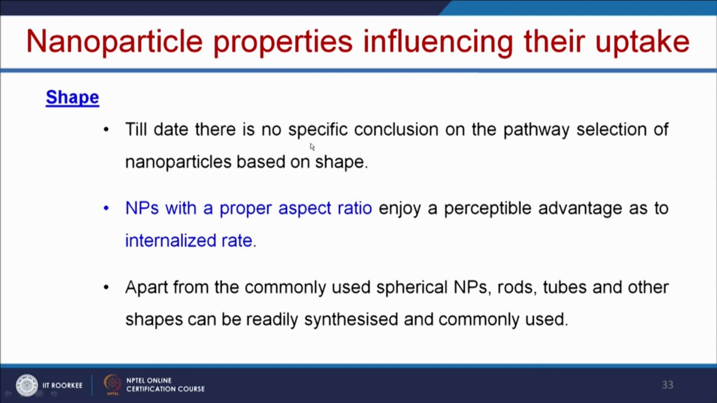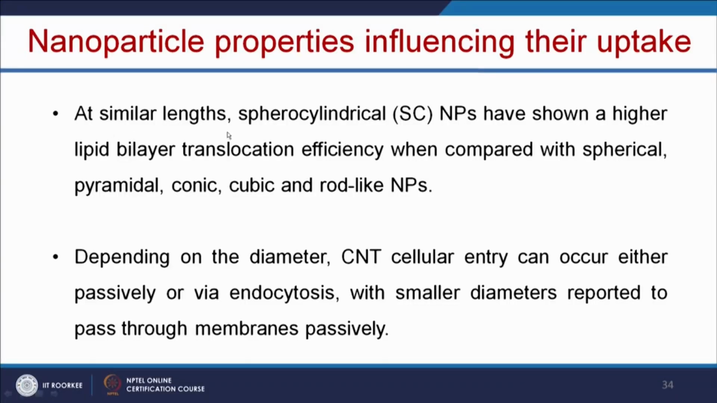Until date there is no specific conclusion on the pathway selection of nanoparticles based on the shape. Some reports show that rod-shaped particles have more cellular entry when compared to spherical ones, but a lot of research is still going on, and there is no proper conclusion. At similar lengths, spherocylindrical nanoparticles have shown a higher lipid bilayer translocation efficiency when compared with spherical or pyramidal or conical nanoparticles. And depending on the diameter of carbon nanotubes, the cellular entry of the carbon nanotubes can occur either passively or by endocytosis.